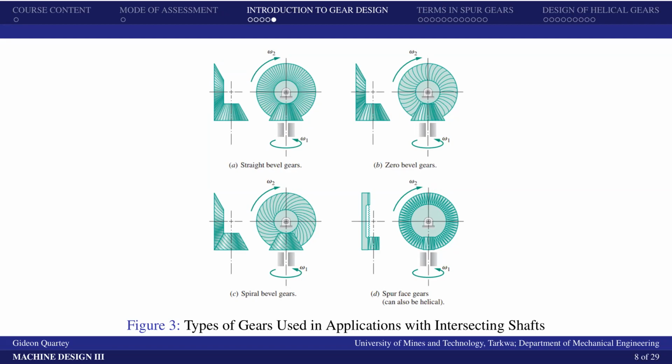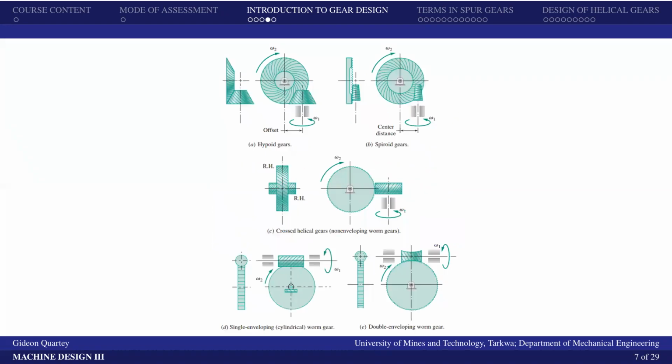All right. Then the other one is when the shafts are not intersecting, and they are also not parallel. In such cases, we have the hypoid gears, and that is like this one here. Mostly you see these applications in the differential of automobiles like cars and trucks.